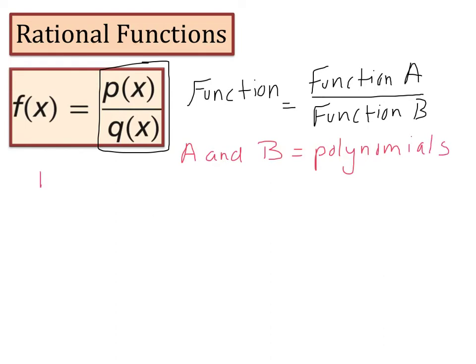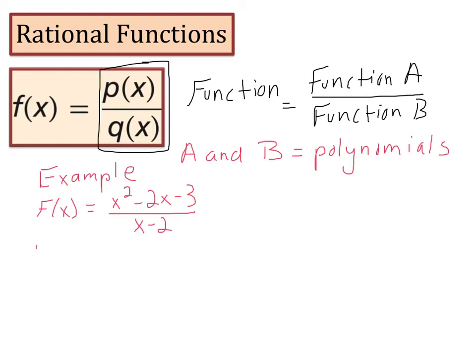So an example would be f of x equals x squared minus 2x minus 3 over x minus 2. So this is a rational function because we have a polynomial on the top and a polynomial at the bottom. If a rational function is written in this form, it helps us find a few things. We are able to find zeros, and we're also able to find vertical asymptotes.